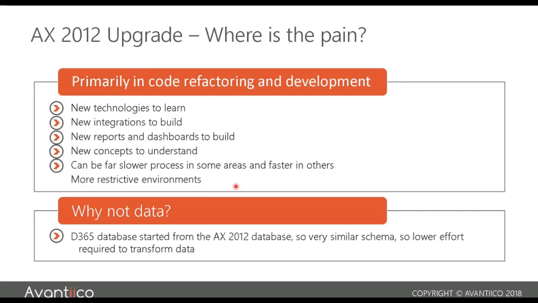But on the positive side, the database schema in 365 is very, very similar to 2012 R3. All the concepts are there: surrogate keys, financial dimensions, inventory dimensions, released products, the global address book. A lot of those concepts are still there. So if you're running 2012, you've got a real advantage there.